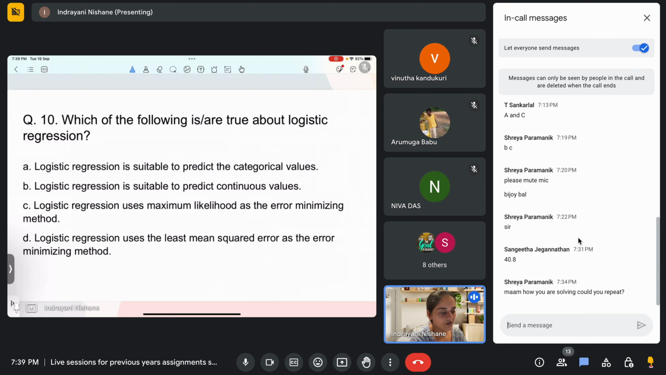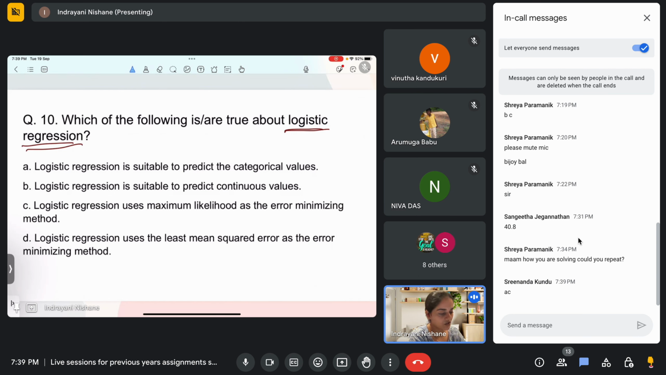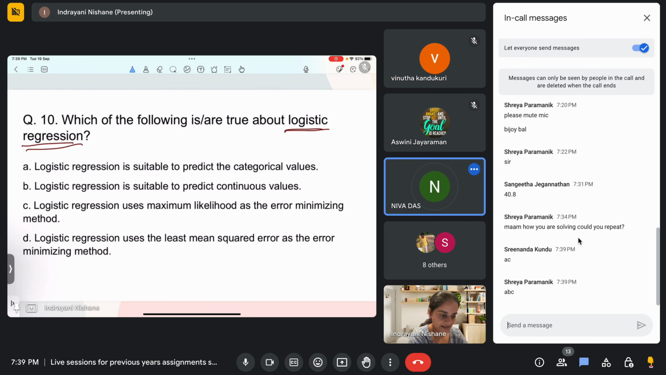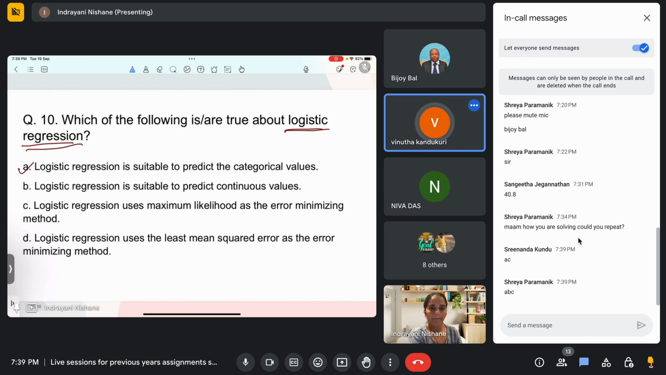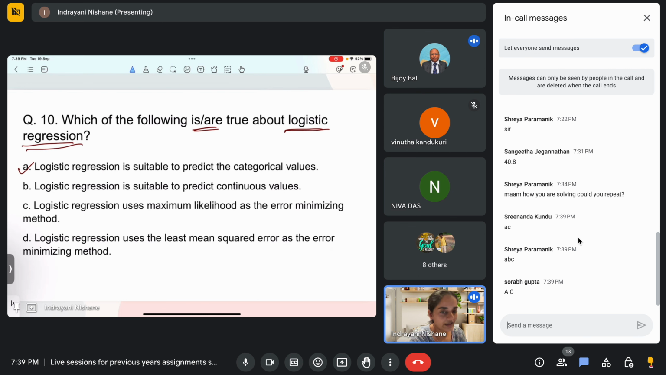Which of the following is true for logistic regression? Okay, logistic regression, not linear. You have to be very careful. We have to give answers for logistic regression. So option A says logistic regression is suitable to predict categorical value. That's correct. Since it is multiple choice, there could be multiple answers, right? So I'm going to continue reading. C says logistic regression is suitable to predict continuous value. No, for continuous value, which type of regression do we use? Linear, right? Yeah.